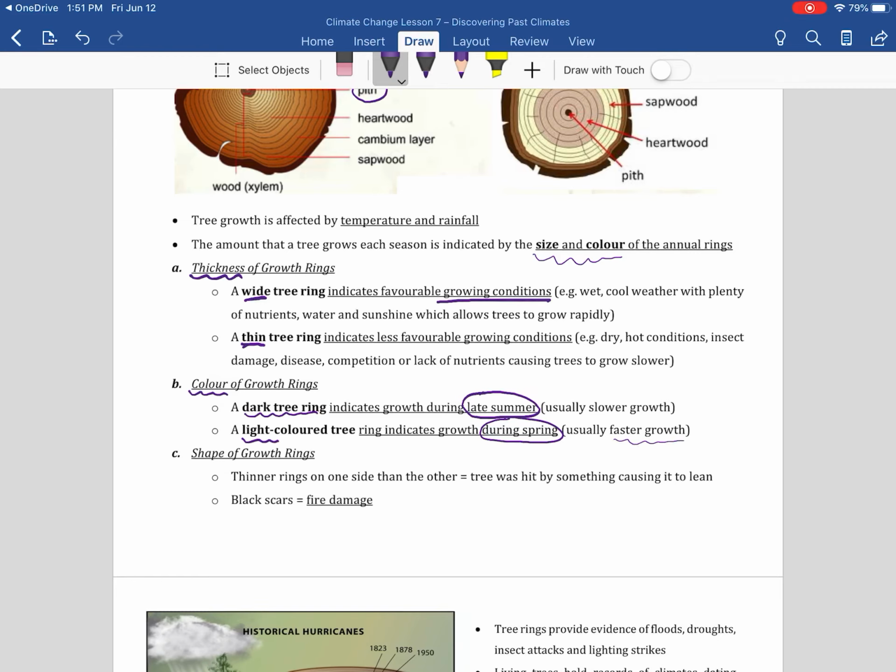Okay? Our shape of our growth ring, so you would think that a ring should be circular. And that's the ideal. If everything is like in a nice circle with no indentations or jagged patterns, everything was pretty consistent. However, if we have a ring that has a distortion or it's thinner on one side, then the tree on that thinner side was affected more adversely, right? So it could have been hit by something. It may have been injured in some way. If you have black scars, sometimes that indicates fire damage.